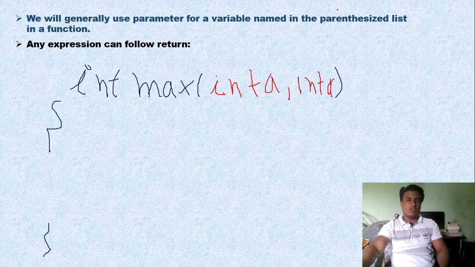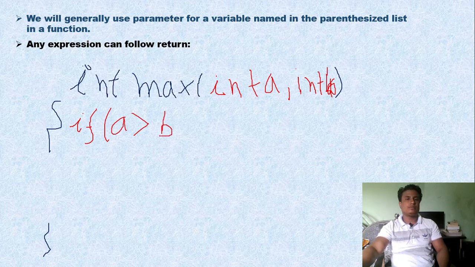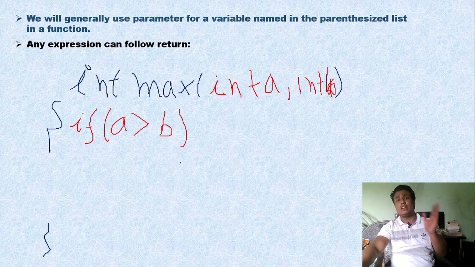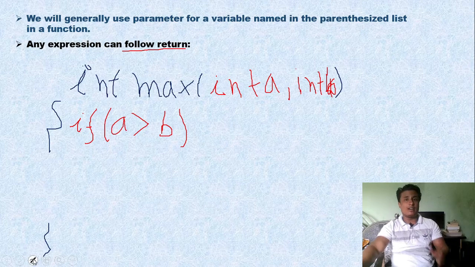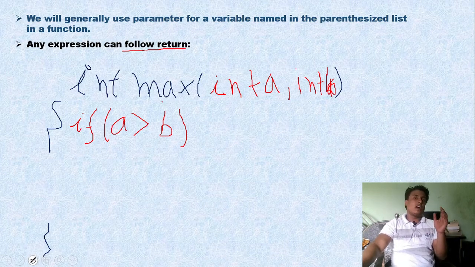So suppose there are two arguments, int a and int b. If there is code here, let me design our code. If a is greater than b, then you can use printf a here, or you can use a return statement here. So this follows the return. Now onward I will discuss the return statement. It is also a part of control flow statements.